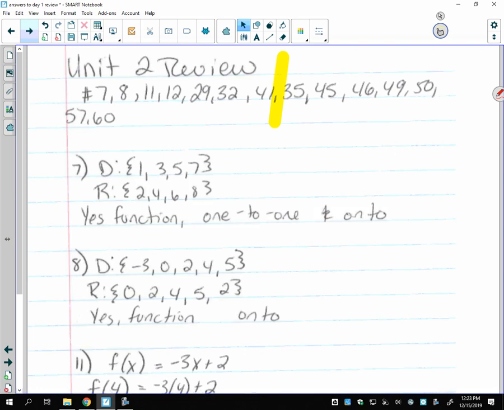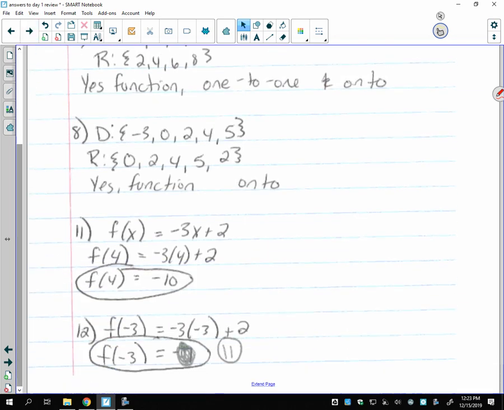Number 8 is also a function because all the x's are different, but it is not one-to-one because the y's repeat, but it is an onto function. Okay? 11 and 12 is just function notation. Remember, when you see f of x or f of 4, it just means plug in that number 4. It's just another way of kind of getting an ordered pair. And then number 12, I made a little mistake there, but I think you should get 11 as your answer.